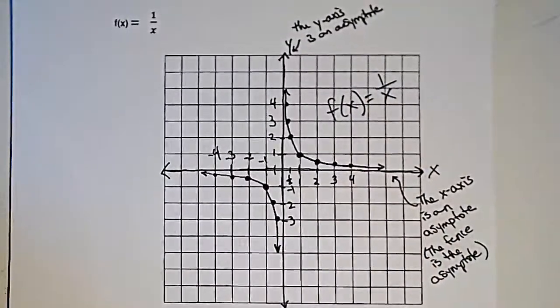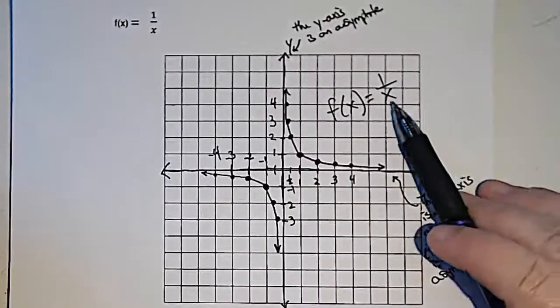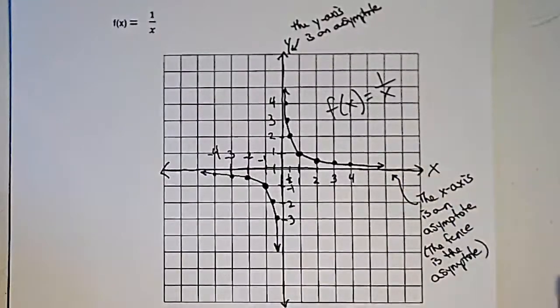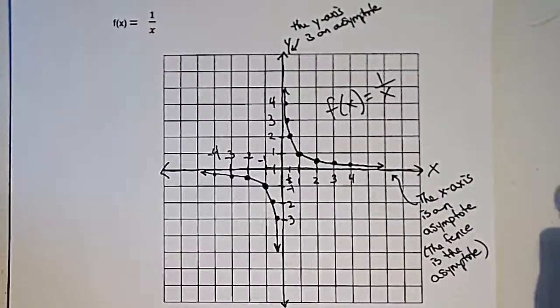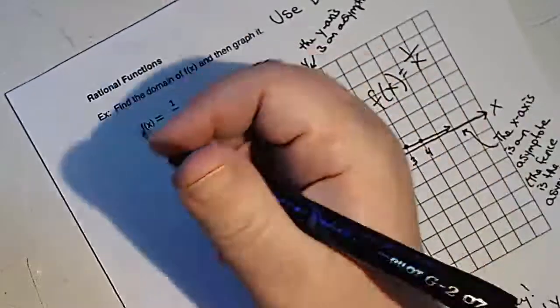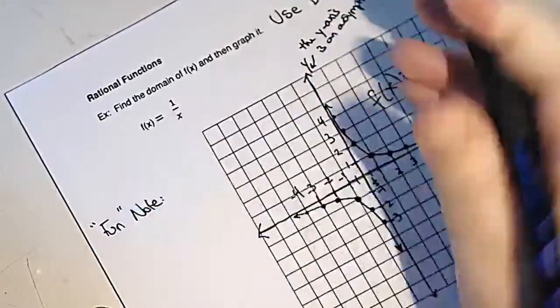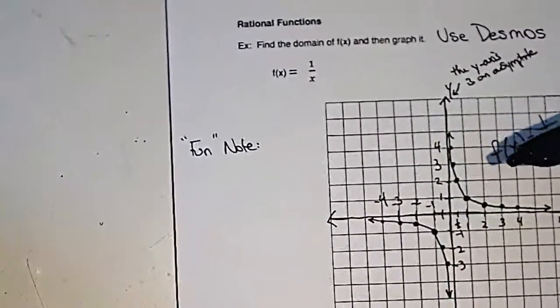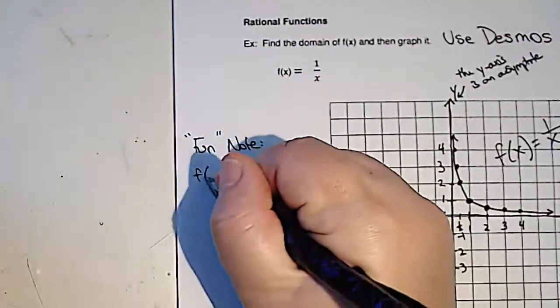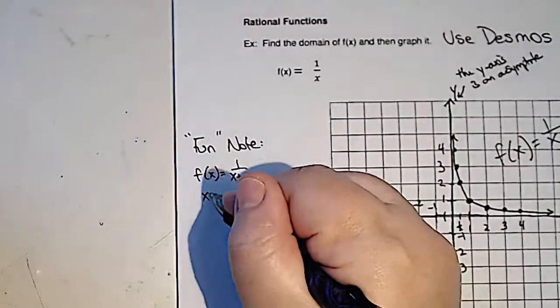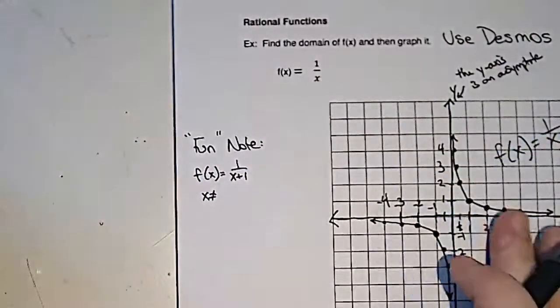Now here's a cool thing to know. What if I had x minus 1 in the denominator? If I had x minus 1 in the denominator, that means x can't be 1. If we wanted to graph f of x equals 1/(x plus 1), notice that x cannot be, oh, I said negative, sorry, I switched it.